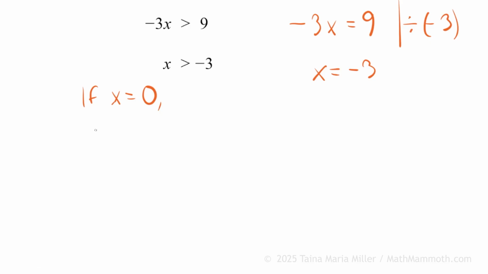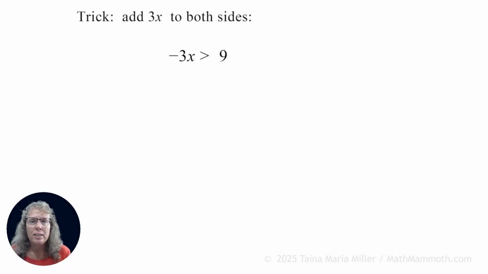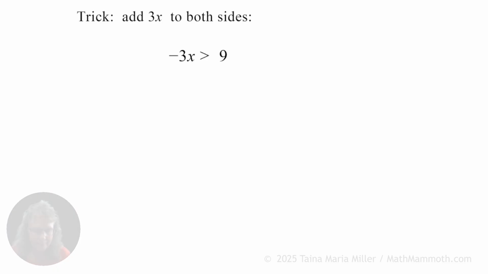But what happens? Negative 3 times 0. Is it really greater than 9? Is 0 greater than 9? Not at all. So the check fails. There's something else going on. Let's find out what. Now, there is a trick that I can solve this without coming up with this division by a negative number. And that is that I can add 3x to both sides. Let's see what happens.